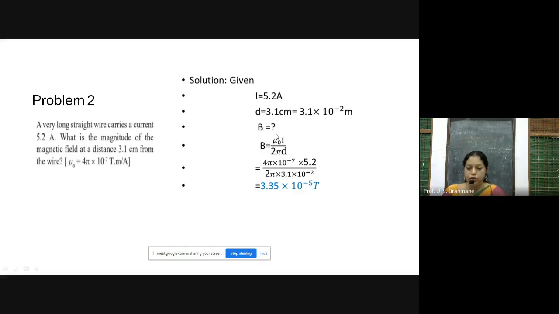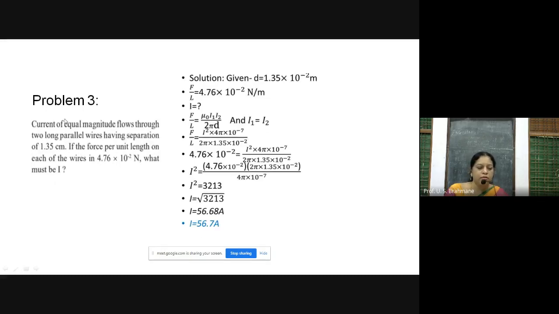So B is equal to, for the straight conductor, mu 0 I upon 2 pi D. Just substitute the values and cancel the 2 pi, then 5.2 into 2. You can write one more step yourself: 10.4 divided by 3.1. So you get the answer, 3.35 into 10 raised to minus 5 Tesla. Please children, take a screenshot, that will be the easiest method for you to understand. Then we'll switch on to the third problem.